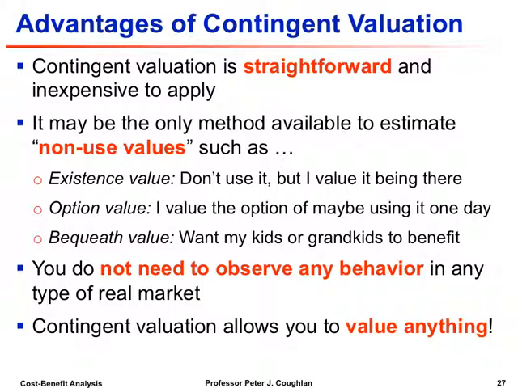Also, the idea of bequest value. What if I don't necessarily know that I'll use it, but I want it to be there for my kids or grandkids? That's something else where, because I'm not paying for it and not using it, there's no market indication of what I value it. Pretty much the only way you could assess my value of the benefit is to do contingent valuation. And the advantage, again, is you do not need to observe any behavior. It allows you to value anything. It's very flexible. You can assign values to things that might not otherwise have any way to assign value.